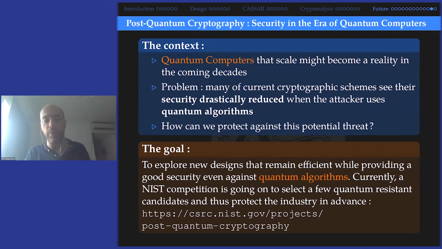In comparison, symmetric key cryptography is much more mature and much more stable. We know more or less what the limits are, and we know how to do things more or less now. I think this area of symmetric key cryptography is not moving as much.